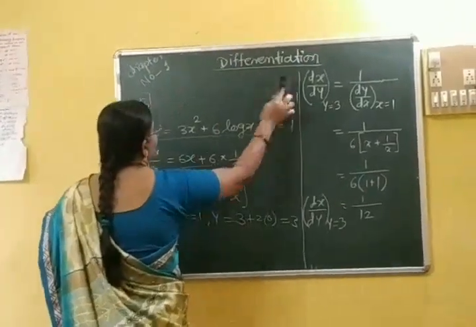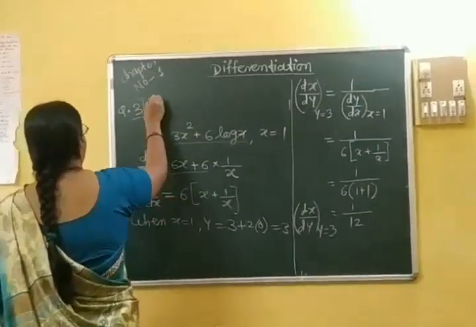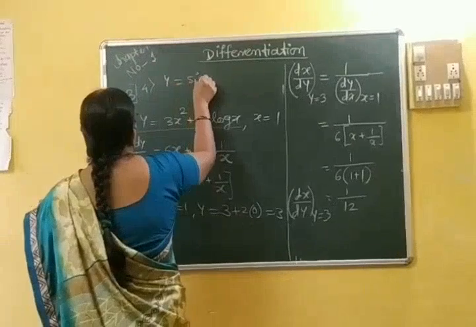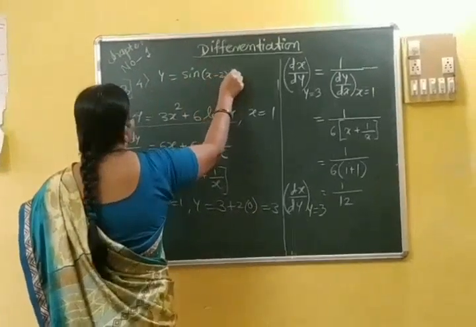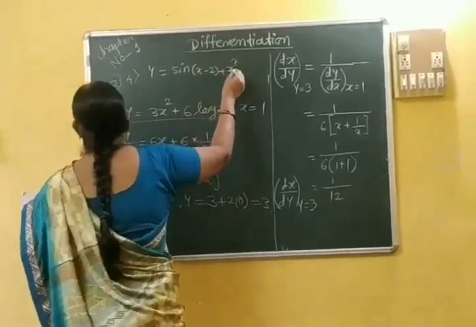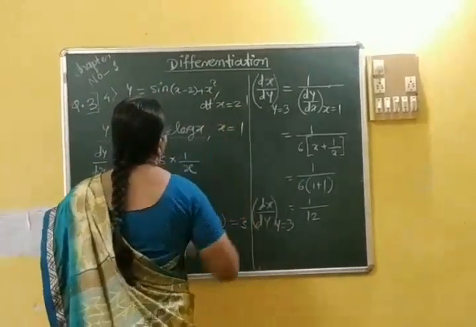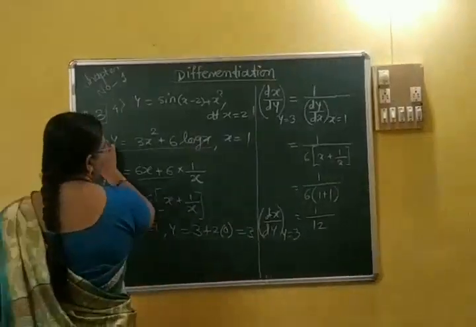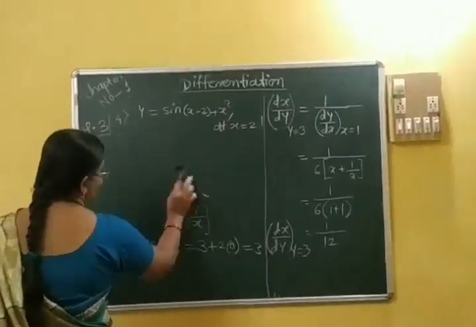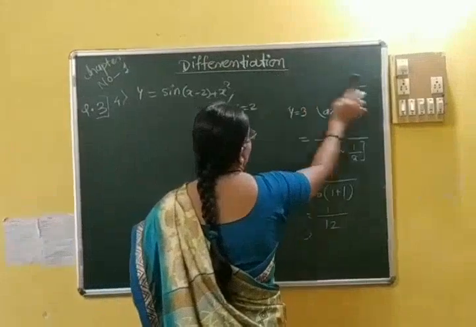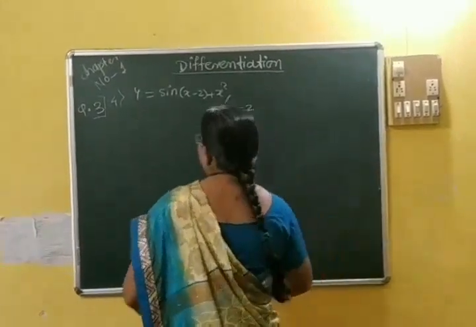Let us take the fourth example: y is equal to sine of x minus 2 plus x squared at x is equal to 2. At x equal to 2, this is the point at which we have to find the derivative of the inverse of the given function. Let us find it.